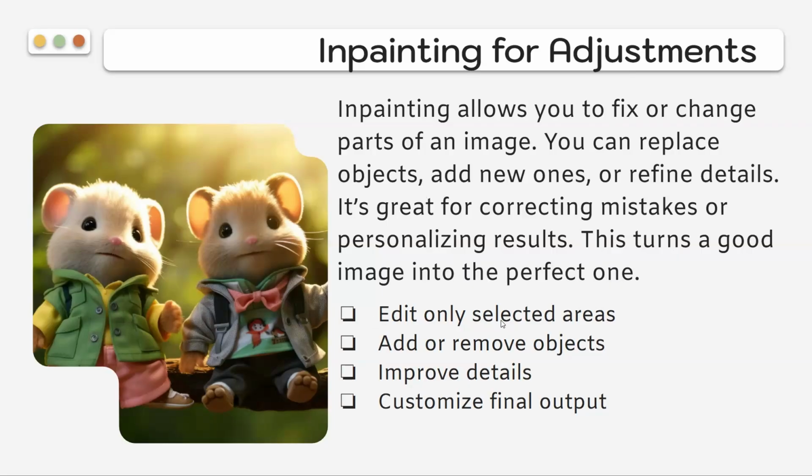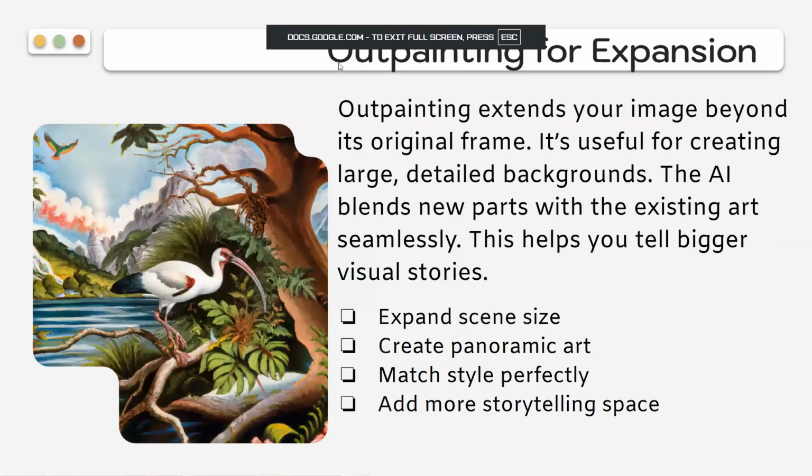You could edit only selected areas, add or remove objects, improve details, or customize the final output. Another is outpainting for expansion. Outpainting extends your image beyond its original frame.